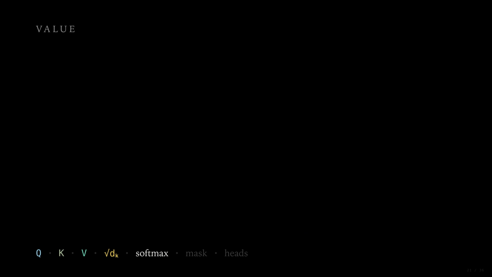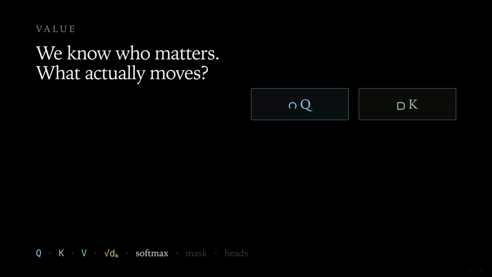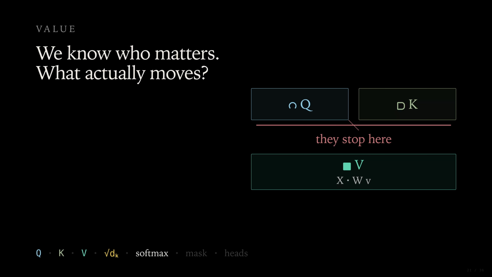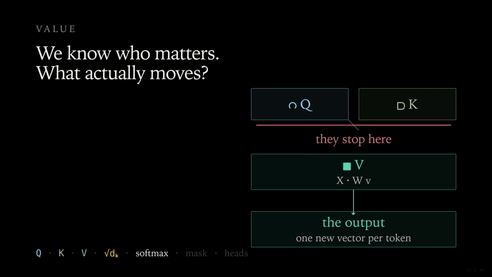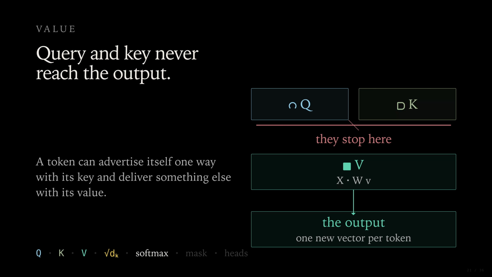So V finally gets to do something. You multiply X by WV and you get one value vector per token. Query and key existed purely to work out the weights, whereas value is the content, the part that genuinely gets passed along to the next layer. That separation is deliberate, because it lets a token advertise itself one way through its key, and then hand over something quite different through its value.